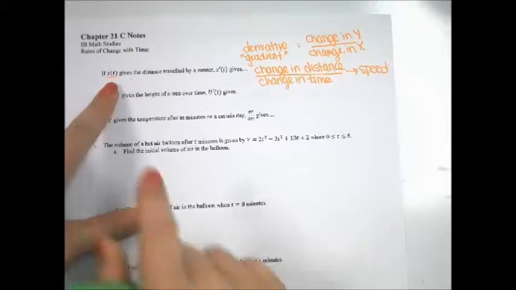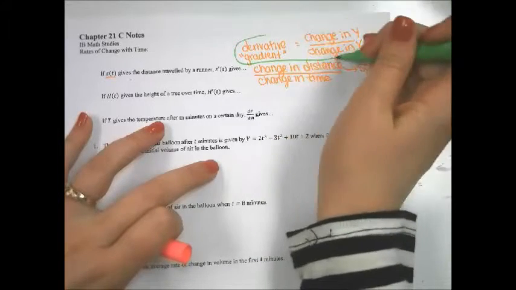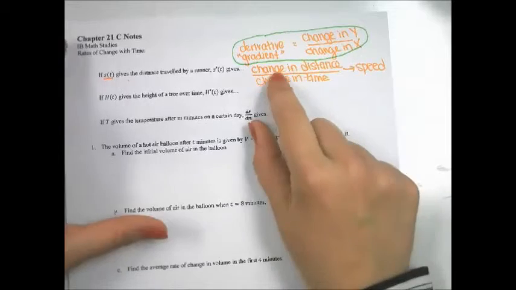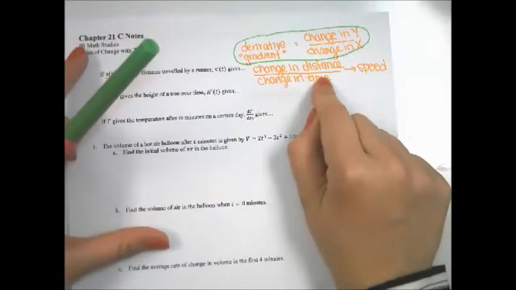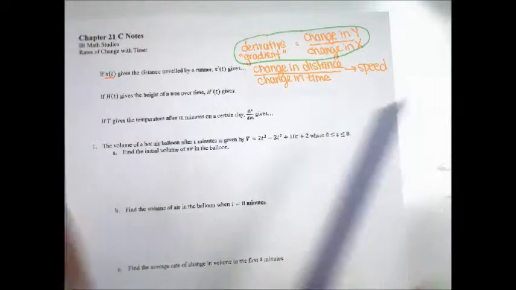So if you know how far the runner's made it after a certain amount of time, your derivative function is going to be your change in distance over time, which is going to be your speed. You could think miles per hour. You could think meters per second. But distance over time is our speed.